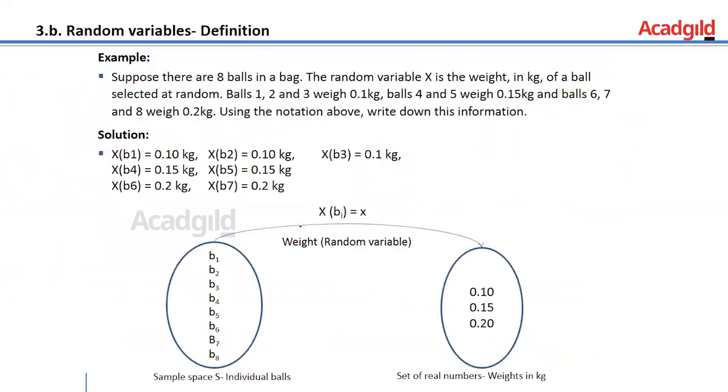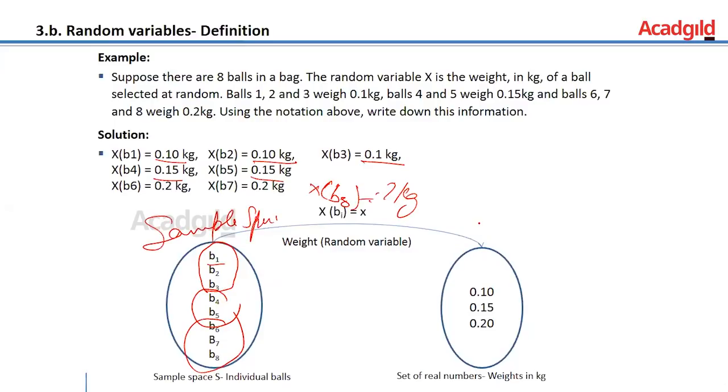Let's take another example. Okay, there's a bag that consists of 8 balls. The weight of ball 1 is 0.1 kg, the weight of ball 2 is again 0.1 kg, the weight of ball 3 is 0.1 kg. So all 3 balls weigh 0.1 kg. Balls 4 and 5 are 0.15 kg each, and balls 6, 7, 8 are 0.2 kg. So this is my sample space and this is my random variable. Okay, a random variable is a real number.